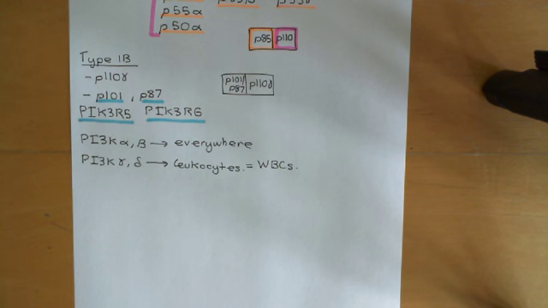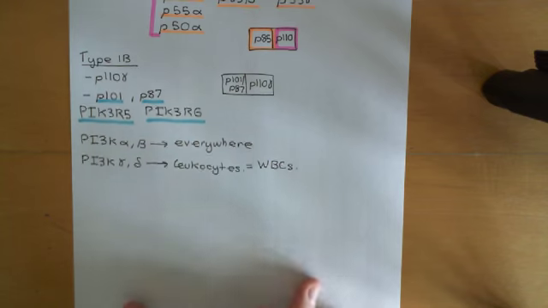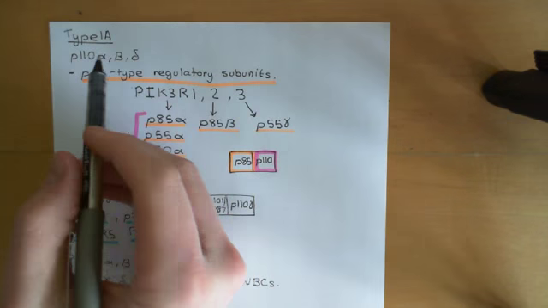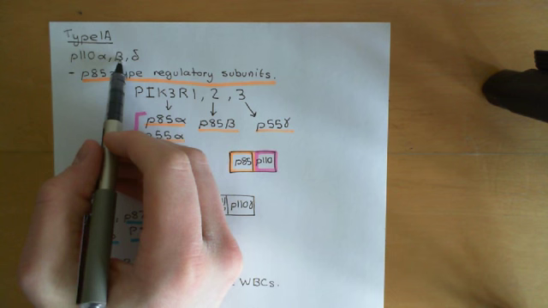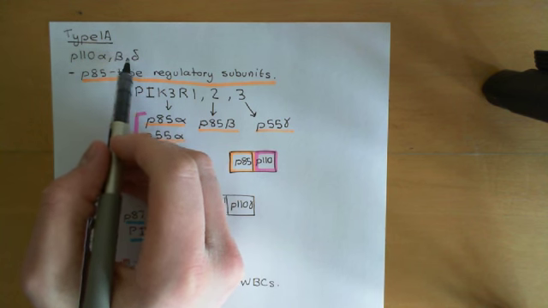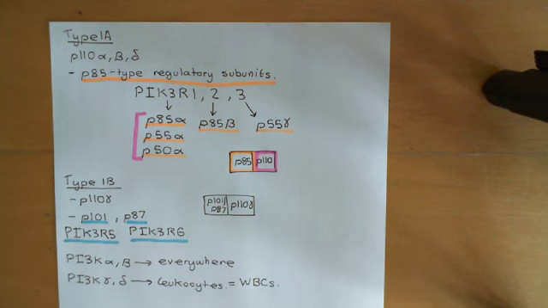more detail. So the first thing that I want to talk about is the structure of one of these type 1A catalytic subunits in more detail. So I want to look at P110 alpha, P110 beta, and P110 delta. We're just going to look at its primary structure. So we're going to see some of the key domains that P110 alpha, beta, and delta have, and we're going to see the importance of certain of these domains later on in the video.